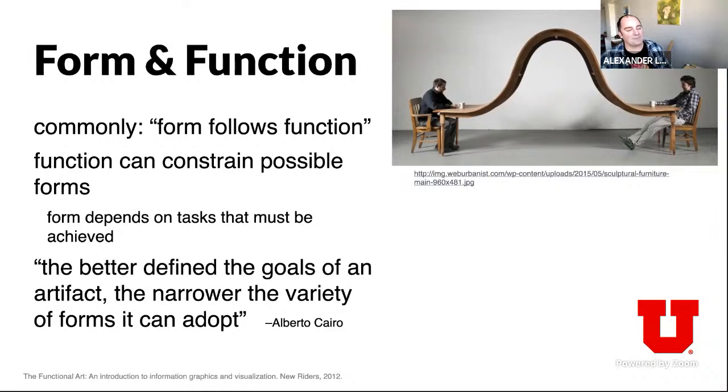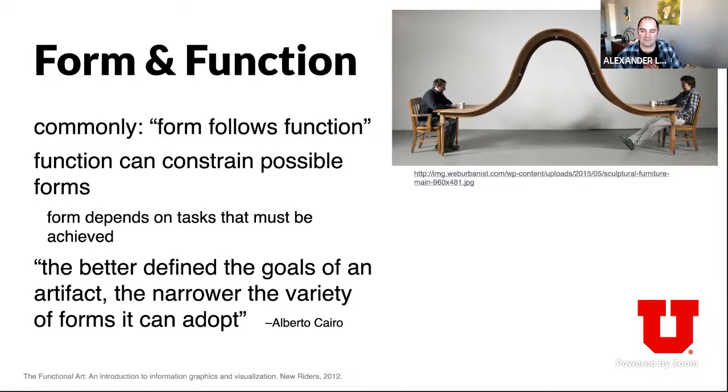And this is important to think about because function can constrain all the possible forms. If I had no specific function, I can't really constrain what forms it can take. So the form depends on tasks that must be achieved. And the better defined the goals of an artifact, the narrower the variety of forms it can adopt.